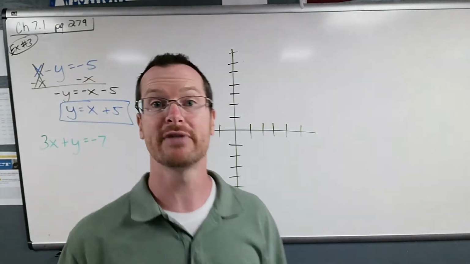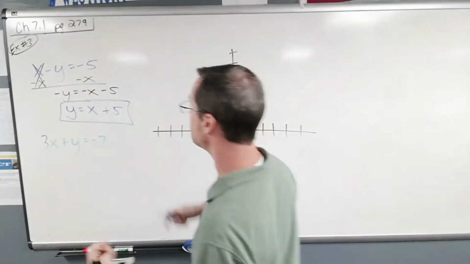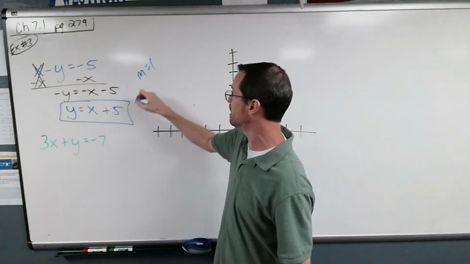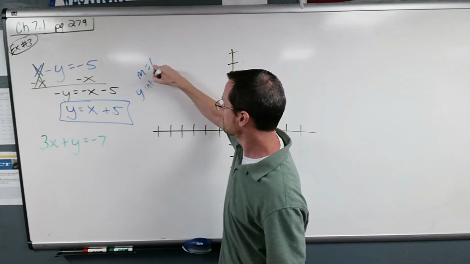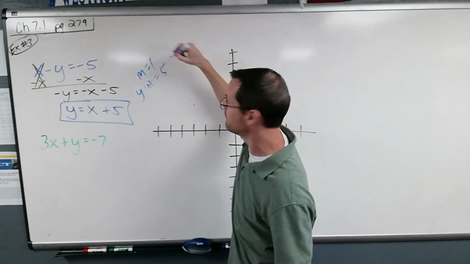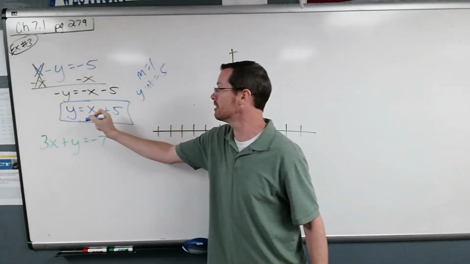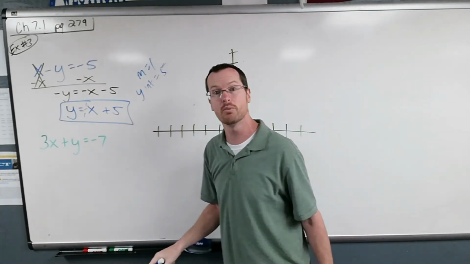Let's go ahead and graph that. I have a slope and a y-intercept. My slope is 1. I have a y-intercept of 5. Let's go ahead and graph that. I'd start at 5, and I'm going to go up 1 and over 1, because technically that's 1 over 1. So let's try it.